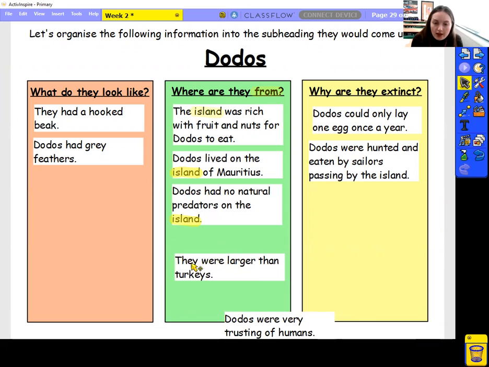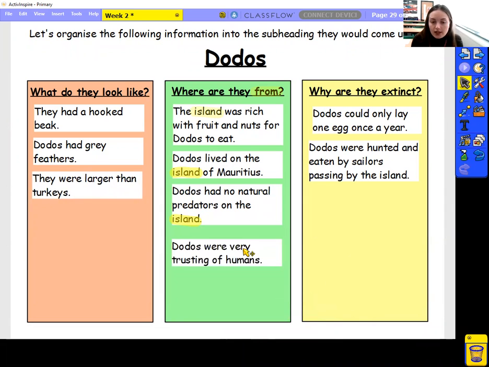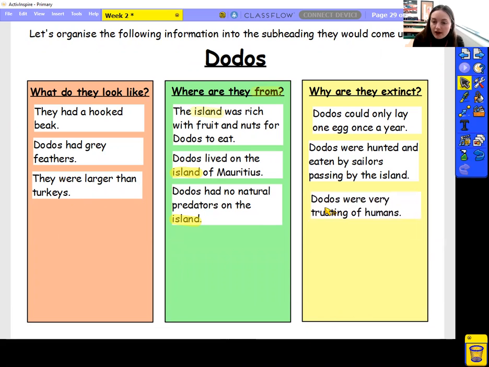Two left. They were larger than turkeys. Is that what they look like, where they're from, or why they're extinct? It's what they look like. Fantastic. And the last one. Dodos were very trusting of humans. Is that what they looked like, where they're from, or why they're extinct? Brilliant. It's about why they are extinct.